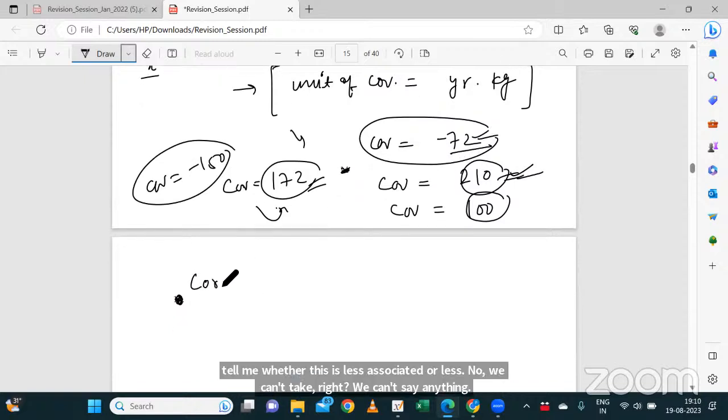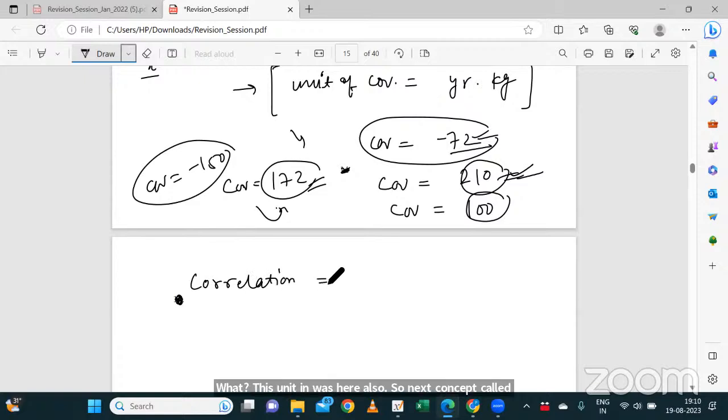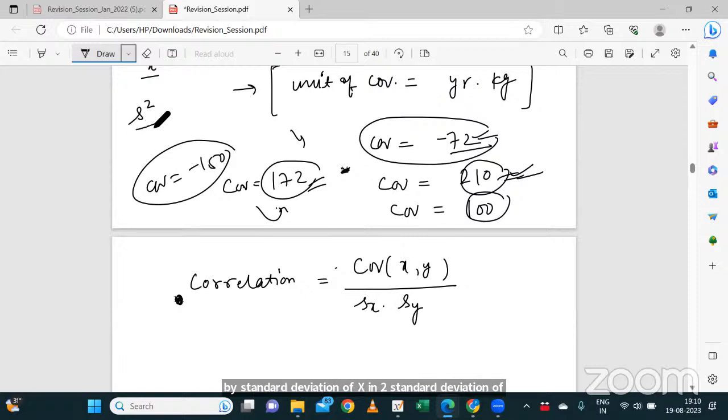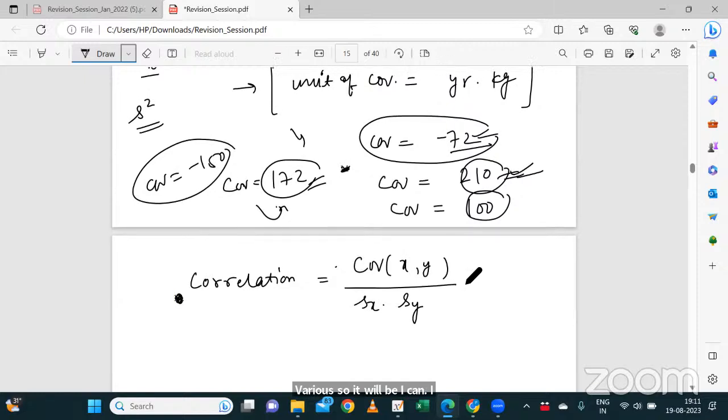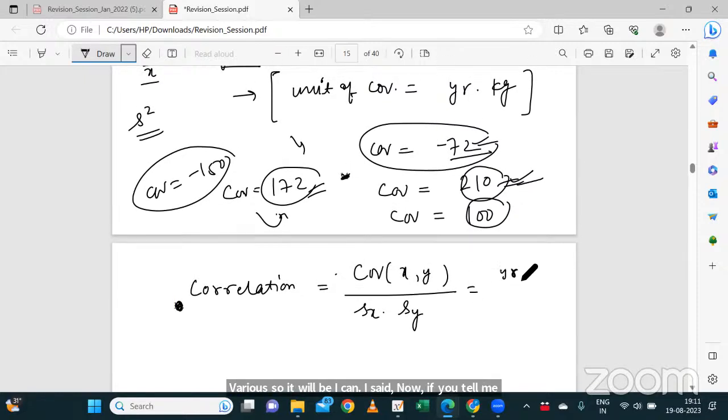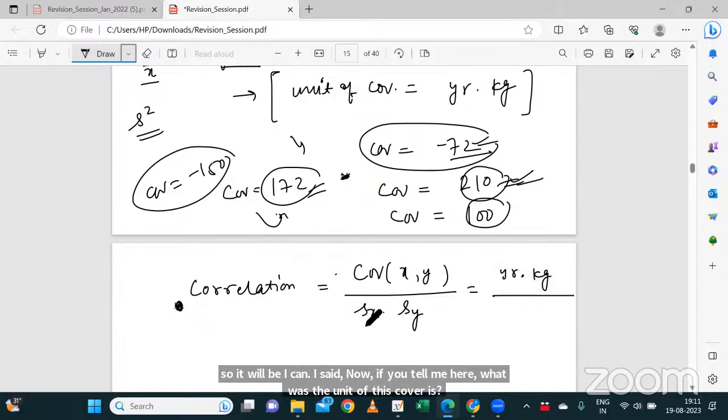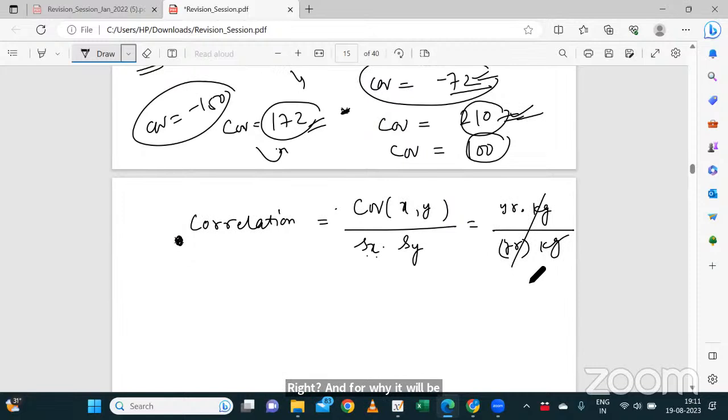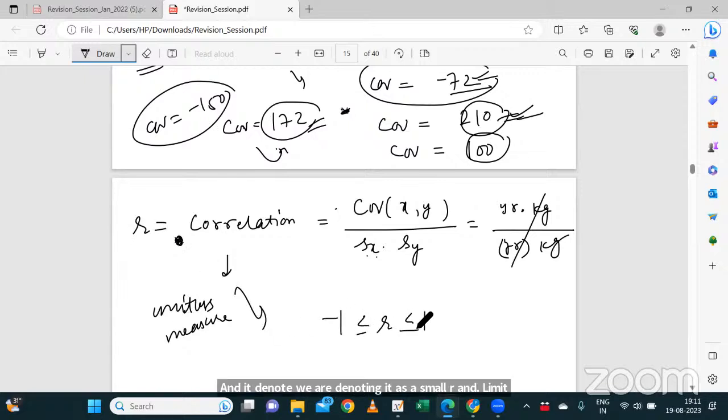So the next concept is the correlation coefficient. What does the correlation coefficient say? It's nothing but covariance divided by standard deviation of x into standard deviation of y. Because s square is denoted as variance, sx means a square root, so it's a standard deviation. Now, the unit of covariance was year into kilogram. The unit for standard deviation of x will again be year, and for y it will be kilogram. So it gets cancelled out. That's why correlation is a unitless measure, and we denote it as small r, and its limit is -1 to 1.